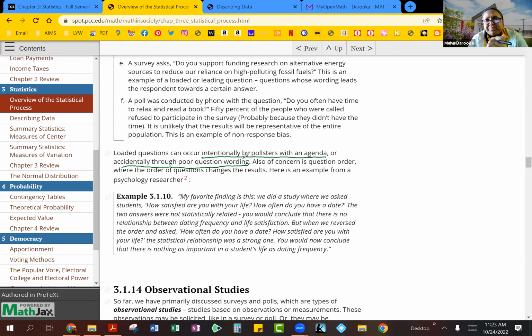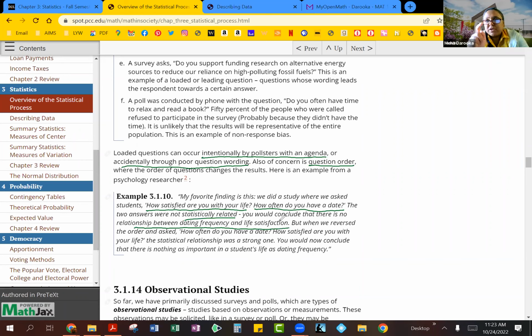The other way that bias can show up is the way you order your questions. Sometimes if you change the order of your questions, that can also act as a loaded question, which can lead to a biased answer. If you look at this example, they're talking about my favorite finding. We did a study where we asked students, how satisfied are you with your life? How often do you have a date? That was the order of the questions. The two answers were not statistically related. So you could conclude that there is no relationship between dating frequency and life satisfaction.